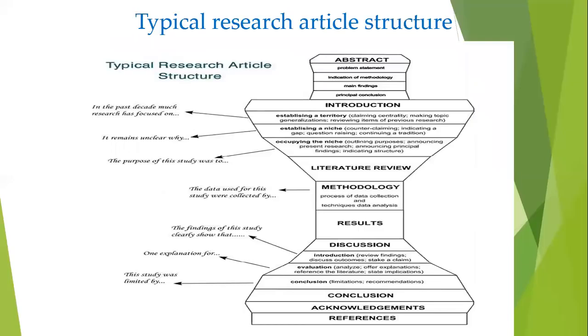Now, what is the typical research article structure? We see that it is something like this, where you have the abstract at the very top. The abstract basically gives a problem statement, defining the problem that the researcher is trying to solve. It also gives an indication of the methodology that the researcher has used, lists out the main contributions of the current paper, and then gives a claim or a conclusion at the end of the abstract.